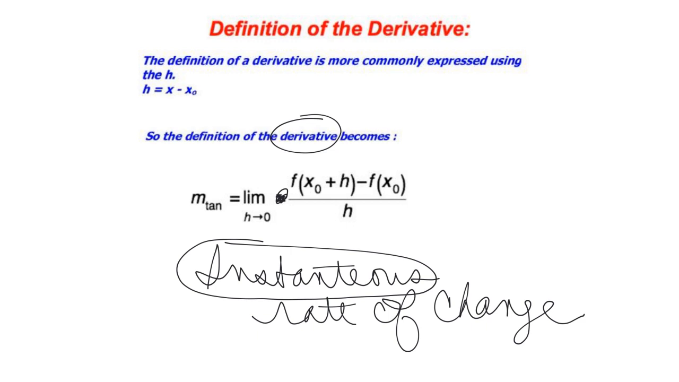The definition of derivative is also known as the difference quotient. So what you're seeing here is called the difference quotient.